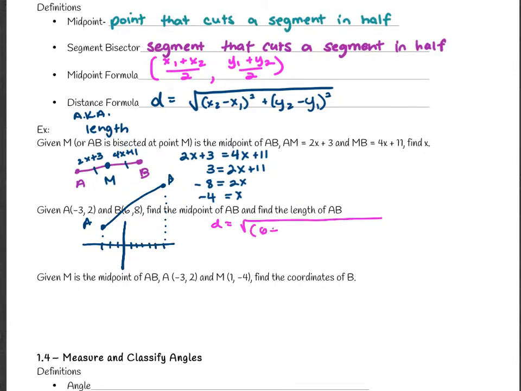So 6 minus a negative 3 becomes plus 3 squared. Plus 8 minus 2 squared. 9 squared, 6 squared, 81, 36. 117. So 117 is not even, okay? But if you add up the digits, I get 9. 9 is divisible by 3, so 3 goes into it. 3 and then 27 would be 9, and that's 3 and 13, which means this simplifies to 3 root 13.